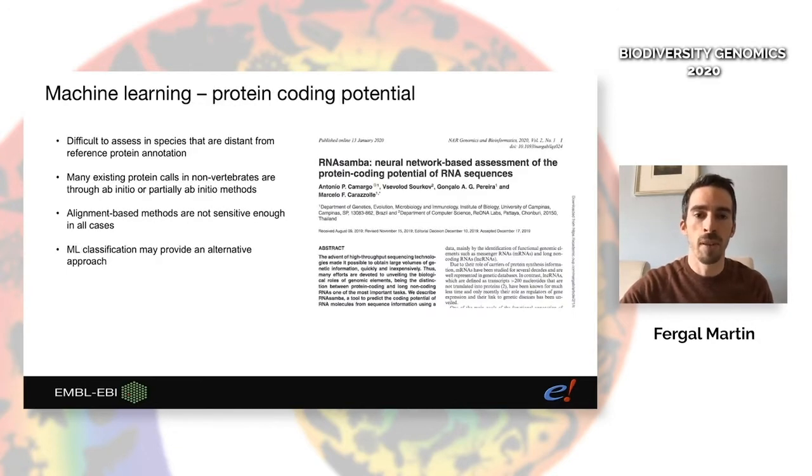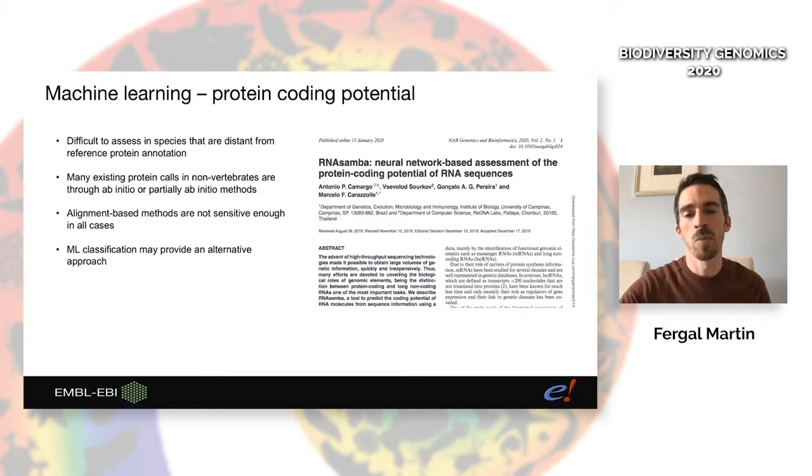A nice other example is Camargo et al., who just recently released a paper and a tool called RNASamba to help with assessing protein coding potential. Assessing protein coding potential is a difficult task in species that are distant from a reference proteome, and particularly if the proteins are fast evolving, alignment-based methods are generally not sensitive enough in all cases to validate that something's actually protein coding or not. This RNASamba approach is a machine learning based method, and it looks like it's very accurate, and it uses more the intrinsic properties of the sequences themselves.